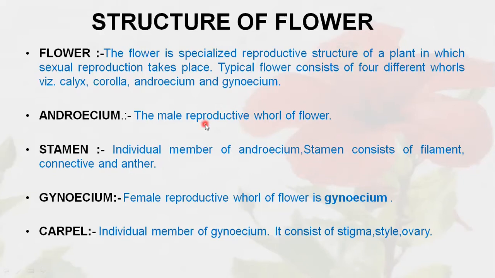What is androecium? Male reproductive whorl of the flower. It has an individual member, that is stamen. It consists of filament, anther and connective. What is gynoecium? Gynoecium is the female reproductive whorl of flower. It has an individual member, that is carpel, and carpel consists of stigma, style and ovary.